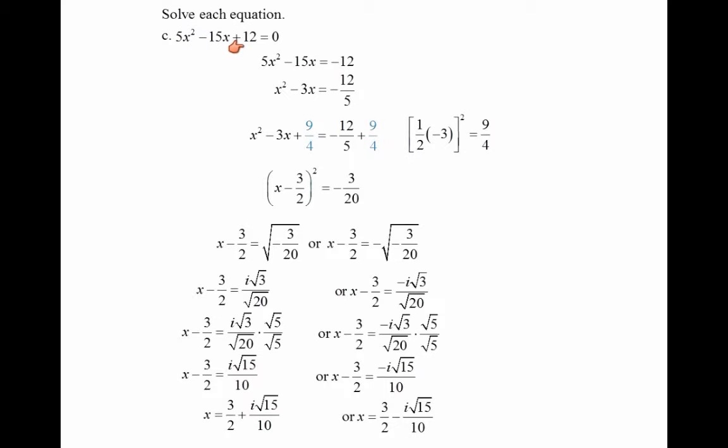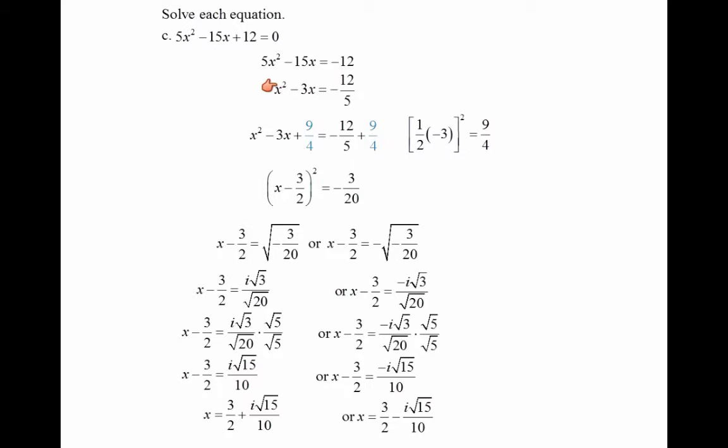Solve each equation. Here we have 5x squared minus 15x plus 12 is equal to 0. We're going to use the completing the square method here. The first step is to move this constant to the other side of the equation. If I subtract 12 from both sides of the equation, I would get 5x squared minus 15x equal to negative 12. So here I have x squared minus 3x equal to minus 12 over 5.